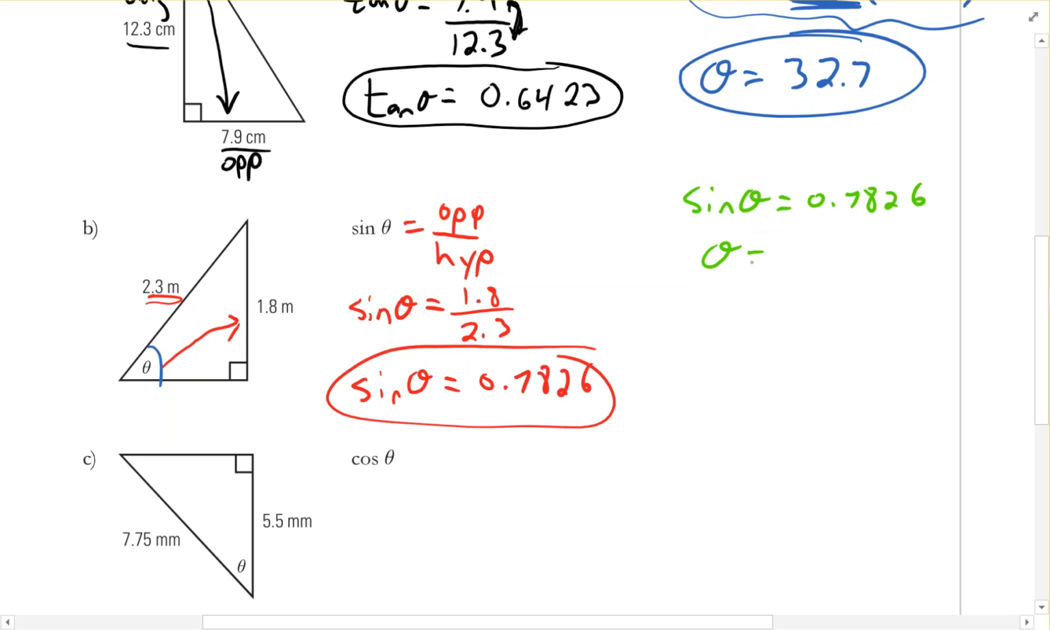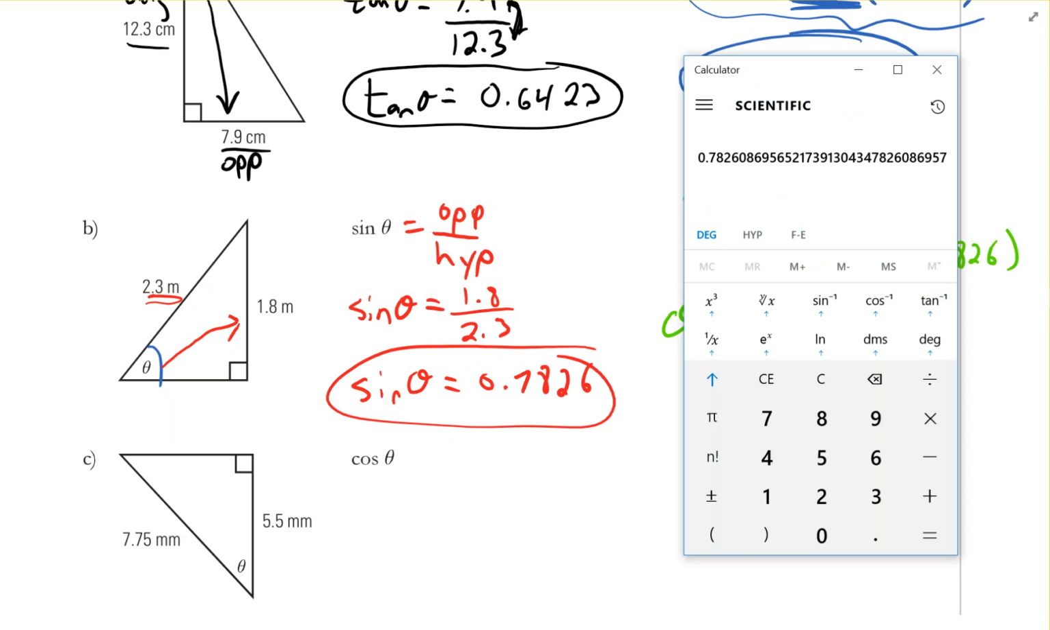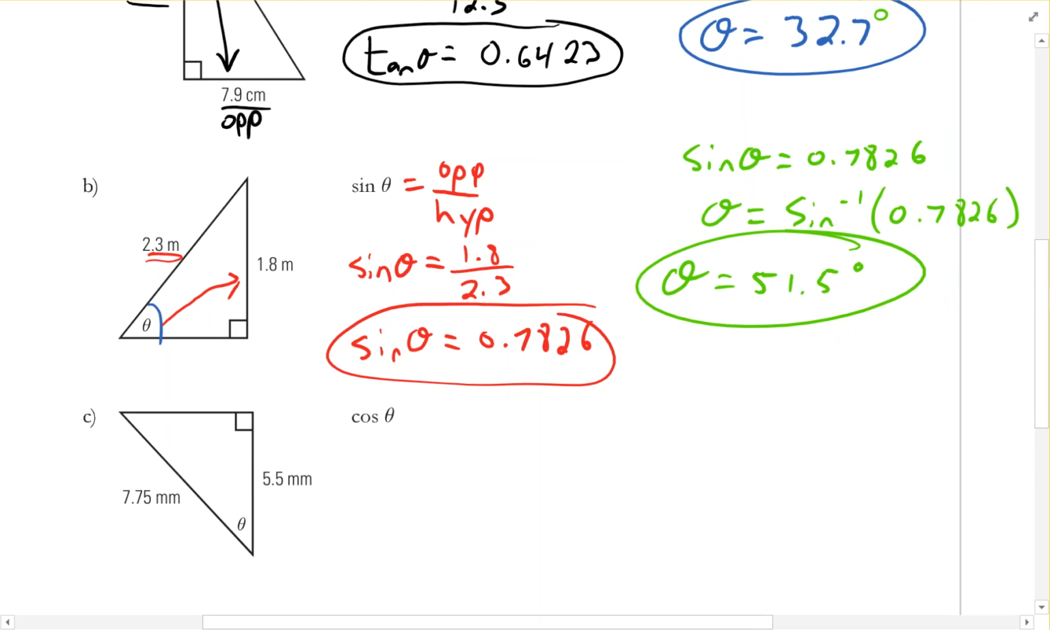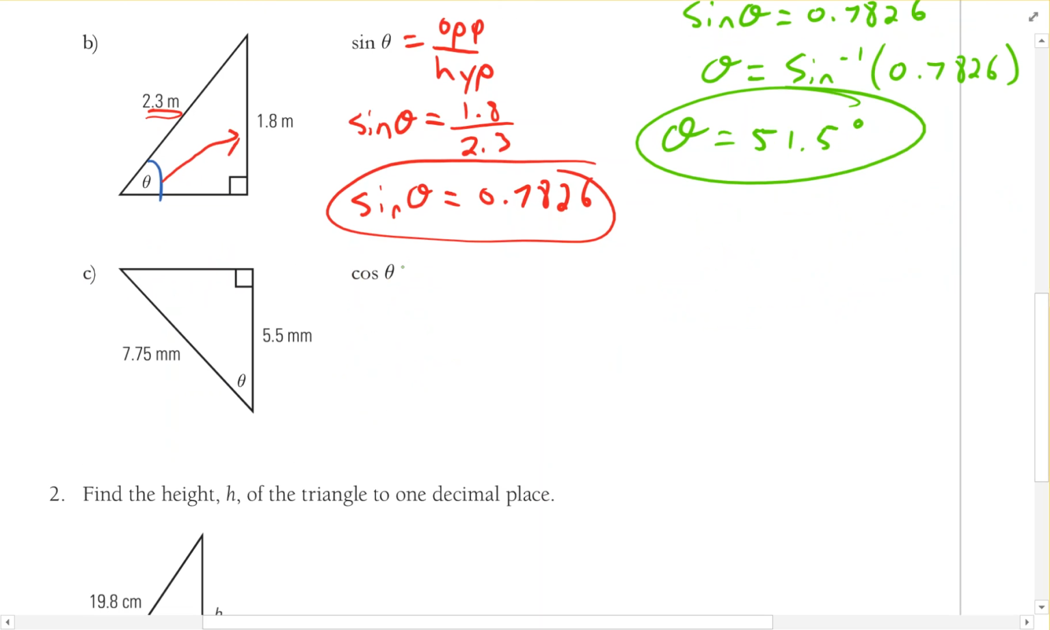So theta is equal to the inverse of sine of 0.7826. If you put that in your calculator properly, I've still got the number in there. So I'm going to go second and then sine -1 is the thing I'm after. And it says 51.5, so it's going to be 51.5 degrees. Oh, and I should have put degrees up on the last question too, a little symbol like that. Okay, that's it. So I'm going to let you go ahead and try C on your own. Go ahead and answer 1C now.